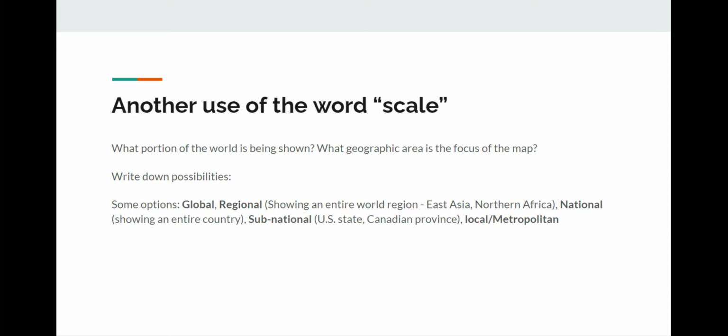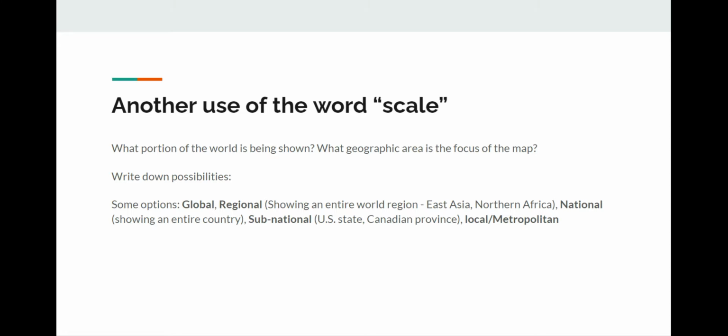So is it showing the entire world, which we would use the term global, at a global scale? Is it showing a world region like East Asia or Northern Africa? So more than one country, but a collection of countries shown by geographic region? Then we would use the term regional scale. Is it just showing one country? Then we would use the term national scale.